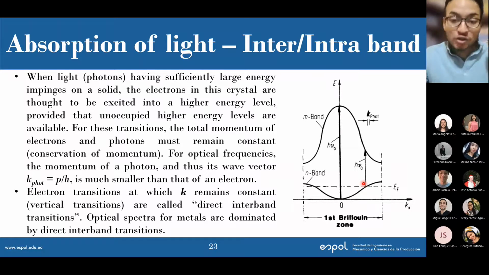If you have a transition at which your wave vector remains constant, you have what is called a direct interband transition. As you may imagine, the name is quite intuitive, right? Because it's direct from band to band. It's an interband transition from the valence to the conduction band, and it's direct because it's vertical. Your wave vector remains constant. And if you see an optical spectra for metals, most metals will have a direct interband transition. So electrons can jump vertically from the valence to the conduction band at a constant wave vector.